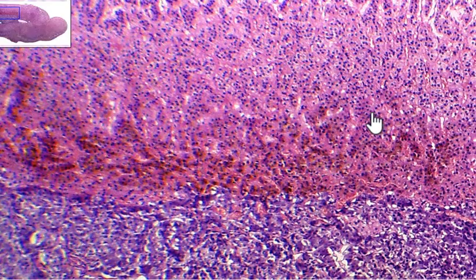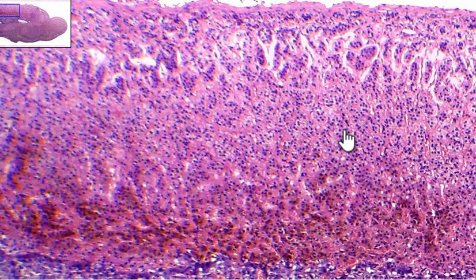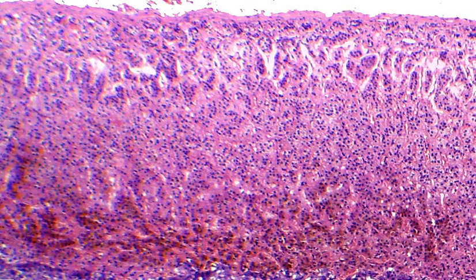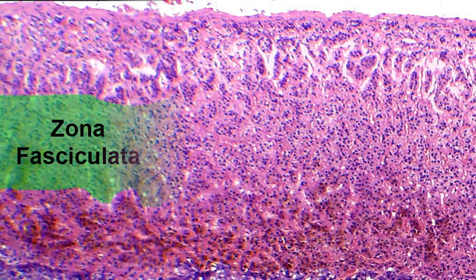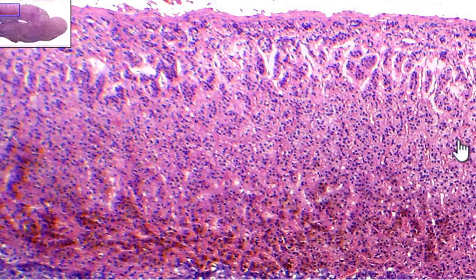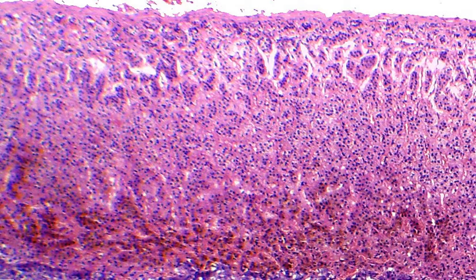If we move a little bit more towards the surface and bring this down like this, we're going to see that this layer right in here, so it's a little more superficial than this reddish tinge, this layer right here is going to be the Zona Fasciculata. Now this Zona Fasciculata is going to produce a grouping of hormones known as the glucocorticoids.